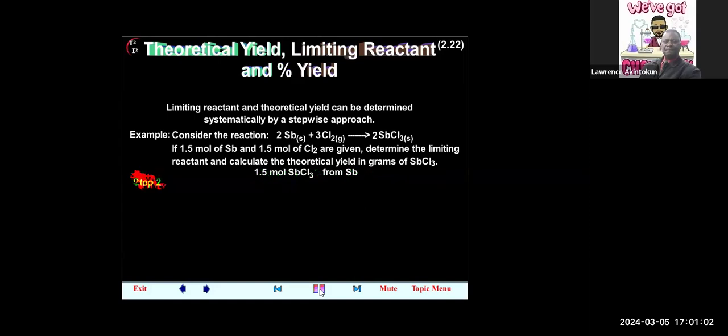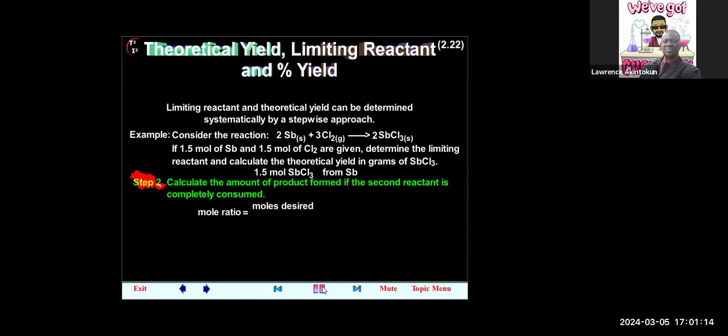Step 2. Calculate the amount of product formed if the second reactant is completely consumed. Mole ratio is equal to moles desired divided by moles given, which is 2 moles SbCl3 divided by 3 moles Cl2 times 1.5 moles Cl2.